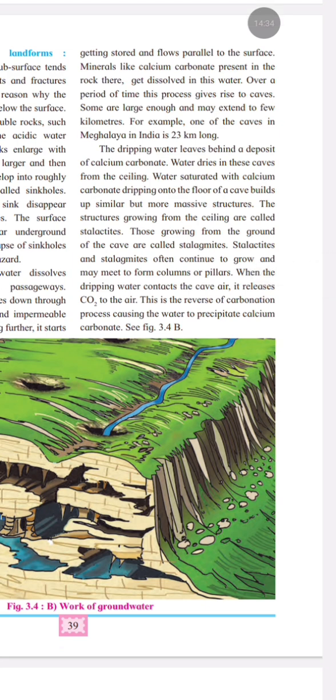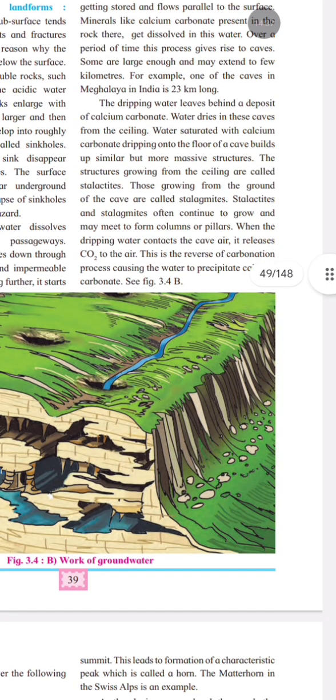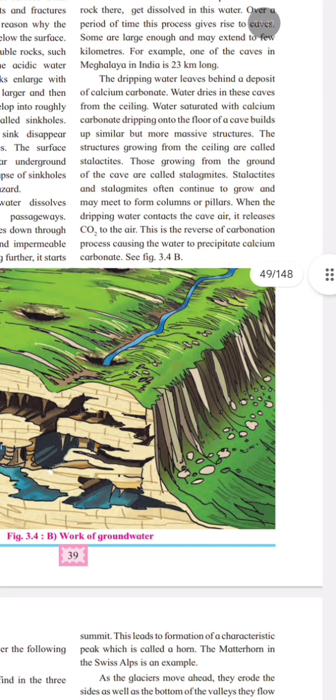Remember this very carefully because it is very important for exams. Water containing calcium carbonate drips from the ceiling of a cave, and the deposits growing downward from the ceilings are called stalactites. The deposits growing upward from the floor are called stalagmites.